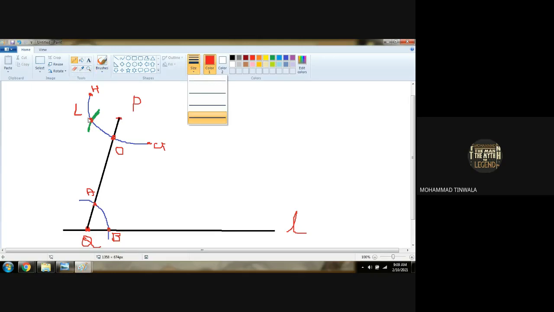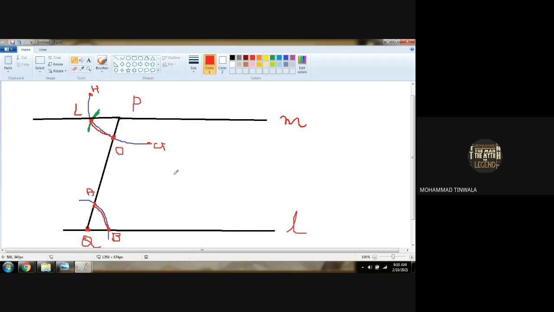Now we have to join point L and point P here. It can be extended from here to here, and from this point to this side. So you have constructed the parallel line M to L. How are L and M parallel? Because this angle we formed and this angle are equal, alternate interior angles. Have you all understood the concept? This was sum number 1.